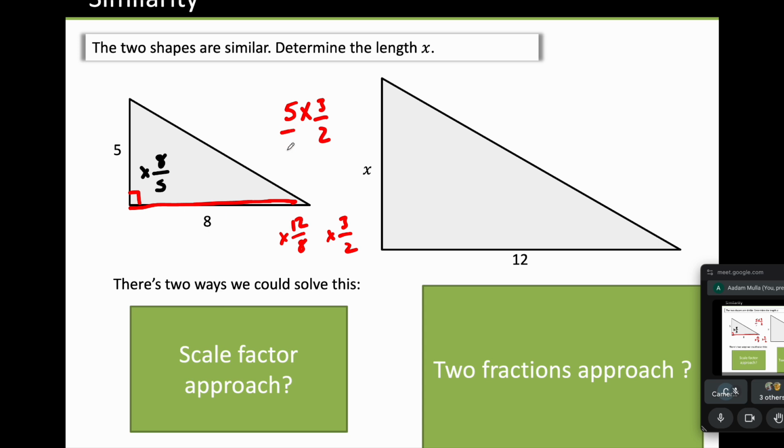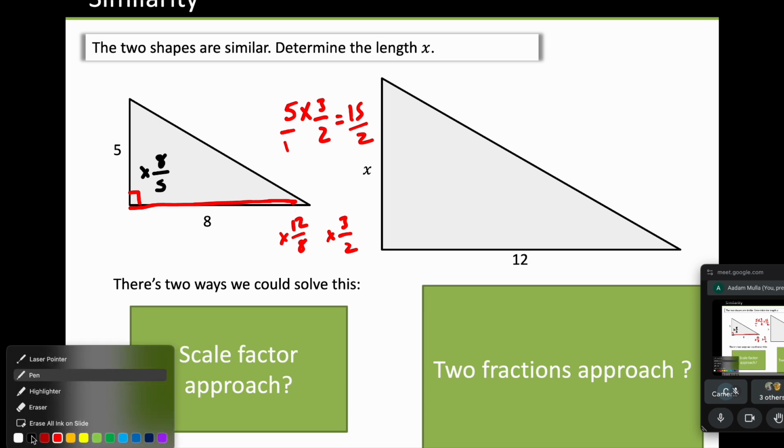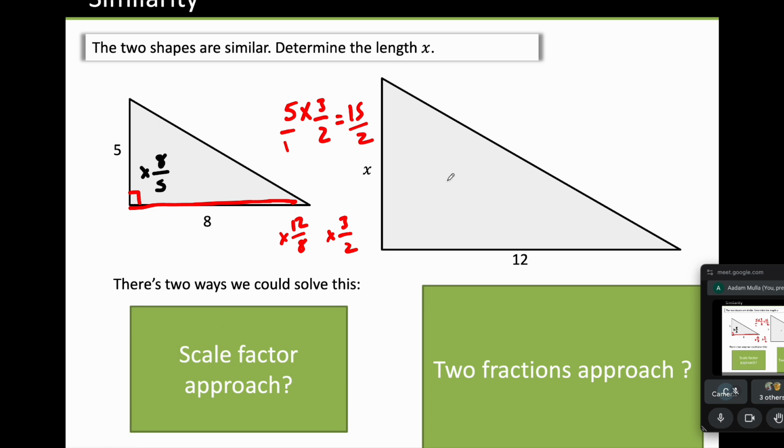It's the same as 5 over 1 times 3 over 2, so 15 over 2. That gives me this. Or I could do 12, and I could use this one, where I looked inside the shape, and divide it by 8 over 5. So 12 divided by 8 over 5. And if you know how to divide fractions, you're doing 12 times 5 over 8.